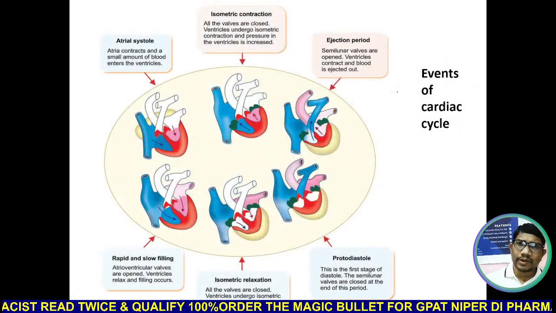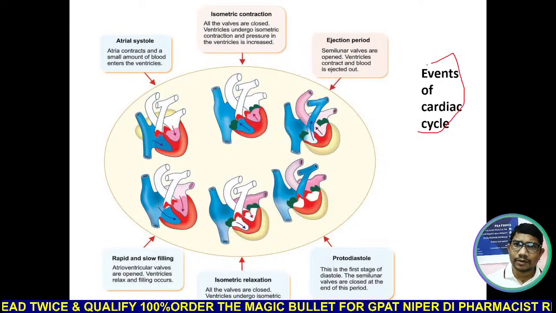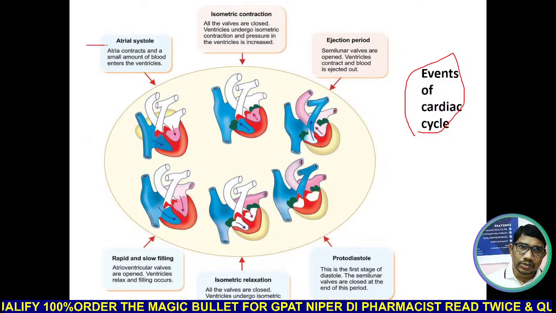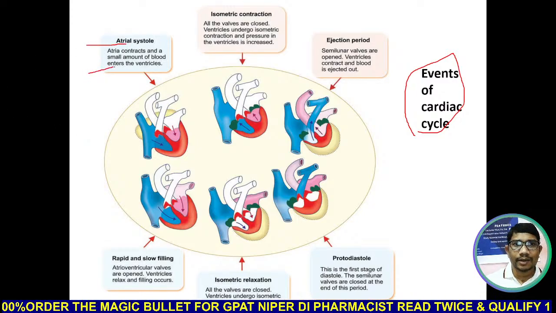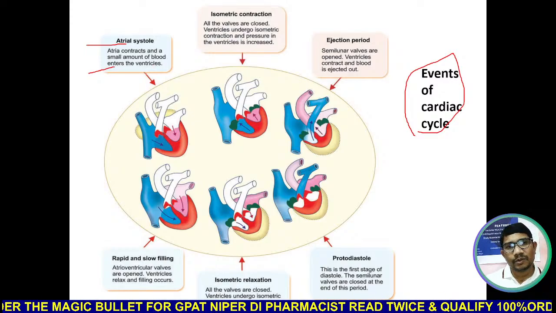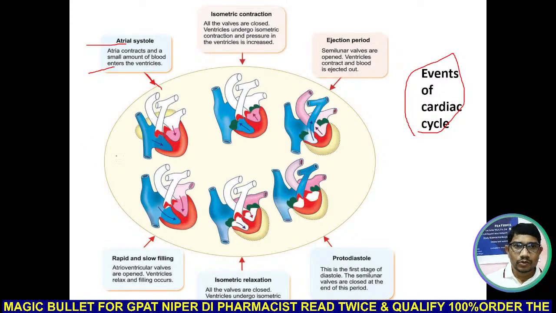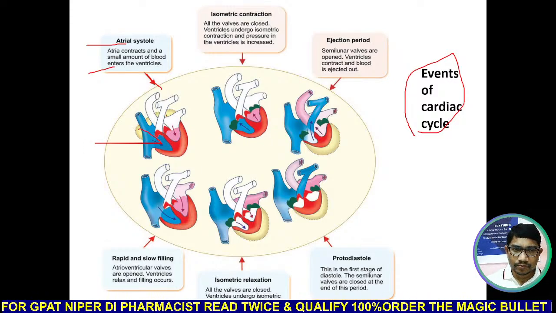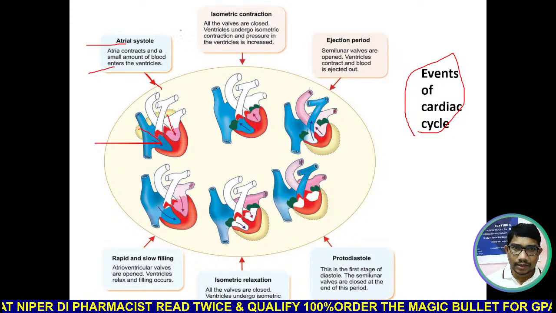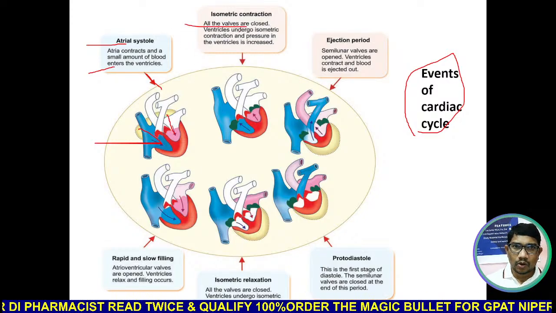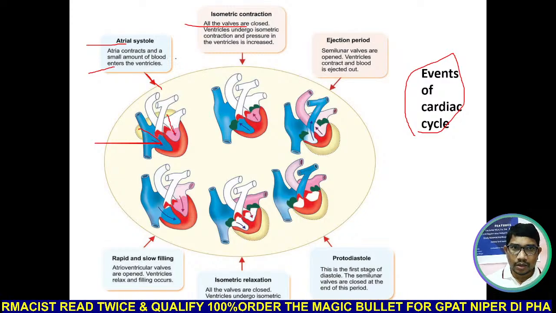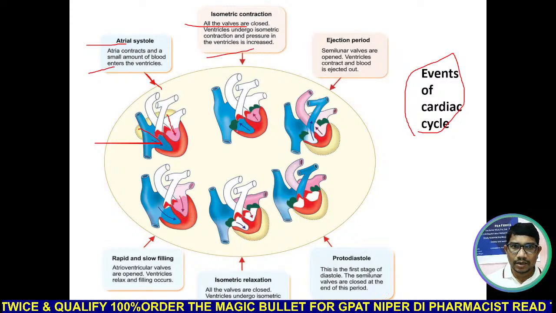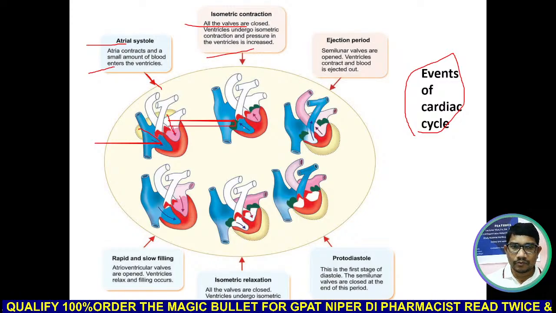You can see what are the events of the cardiac cycle. Right. So first, atrial systole. Atria will contract and a small amount of blood will be sent to the ventricle. Right. Atria contract होता है. Simultaneously, then isometric contraction. All the valves are closed. Ventricles undergo isometric contraction. Pressure in the ventricle will be increased. यहाँ पे valve close हो चुका है, ventricle contract.